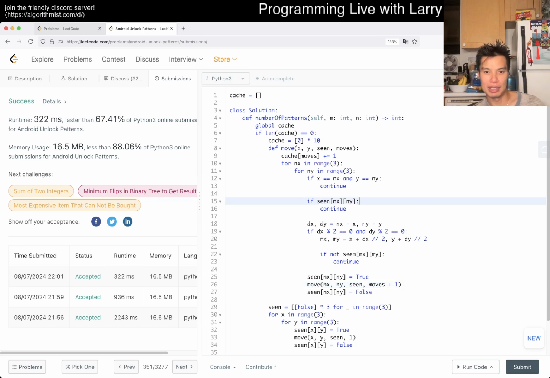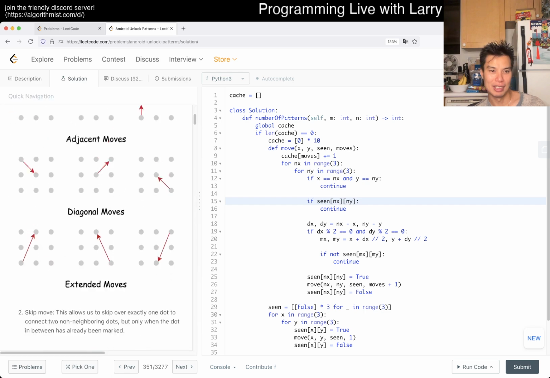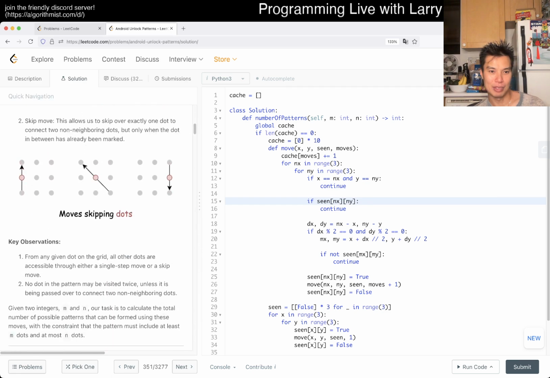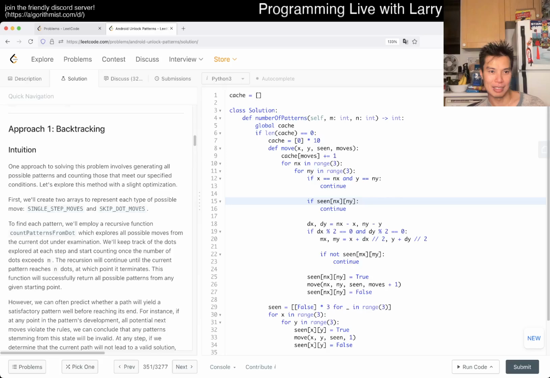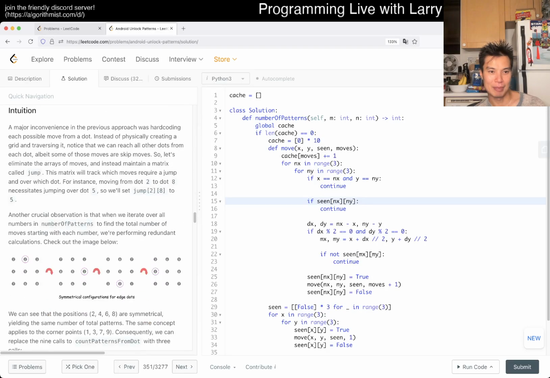Yeah, maybe this should go first. I don't know. That's a really minor optimization. But yeah, you can also use bitmask dynamic programming, which is the one that I didn't talk about. Definitely if you want to upsolve it, do it that way. I don't know, I'm curious. Adjacent move, diagonal, extended moves, move skipping dots. Okay, backtracking. I guess I did backtracking. Backtracking optimized.